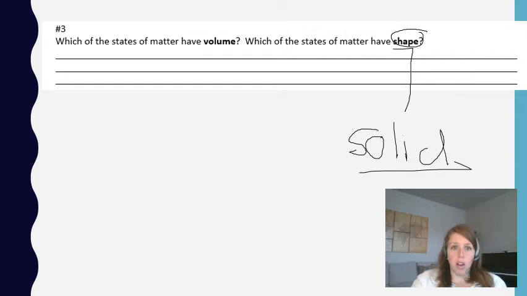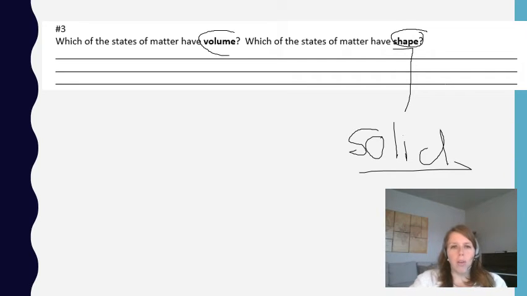Gas and liquid do not, right? That is shown when you have a cup of water and it's in the shape of the glass, because liquids take the shape of the container they're in. And if I pour that water out, it's not going to stay in the shape of the cup. It's going to take the shape of the countertop and spill everywhere.